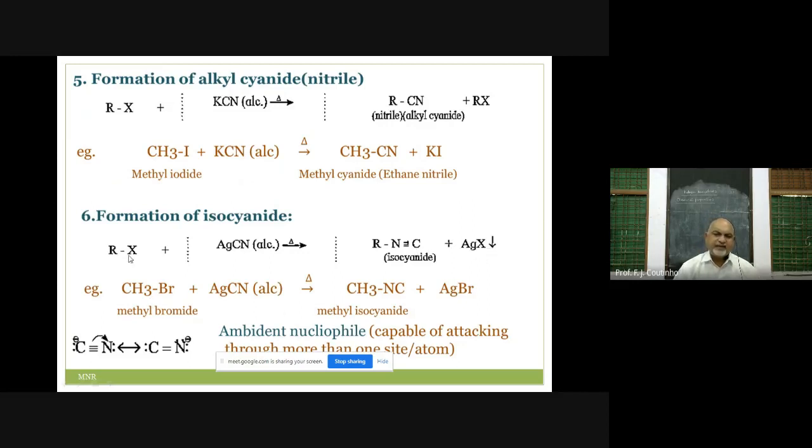So you take methyl bromide as an alkyl halide, treat it with AgCN, alcoholic, heat it, and you will get CH3NC plus silver bromide, methyl isocyanide. Here it is an ambident nucleophile. This is an ambident nucleophile, very capable of attacking through more than one site at a time. So you have to be very careful with both these types of reactions, that is cyanides and isocyanides.